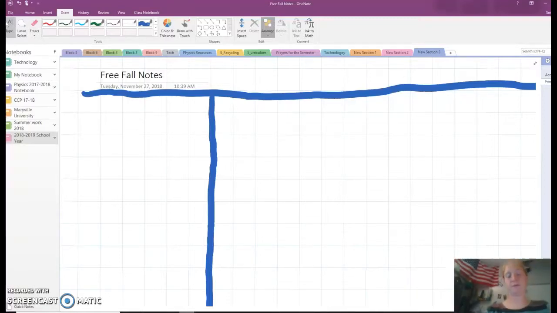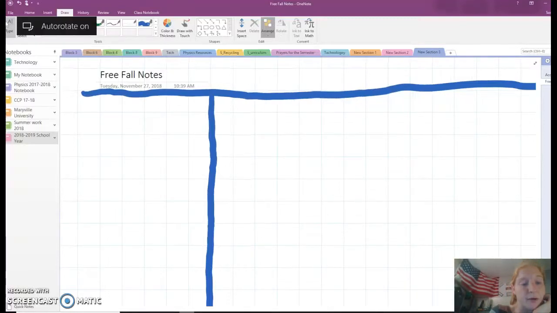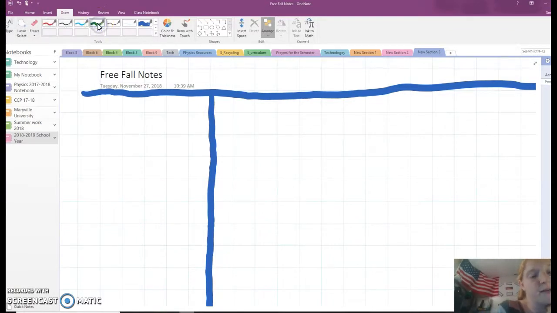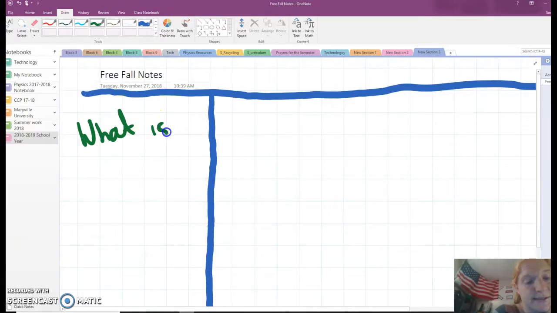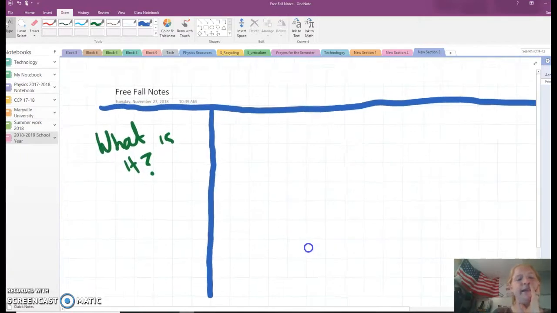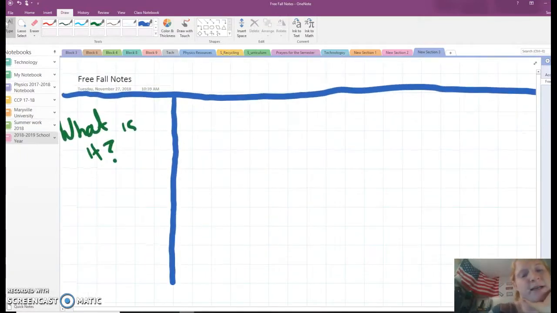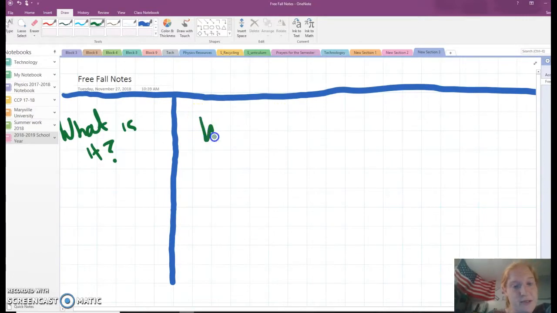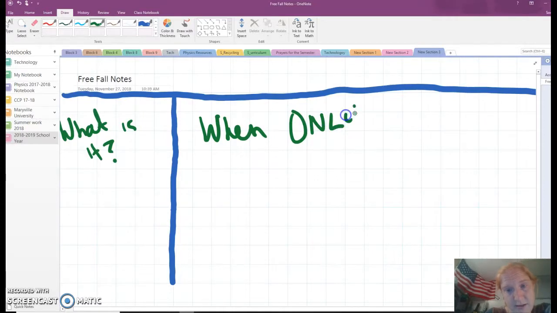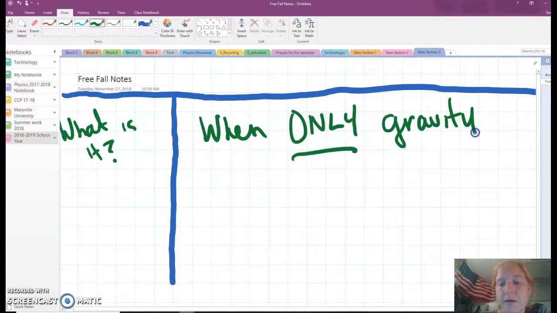So when dealing with free fall, there are some things that you need to be aware of. First of all, we need a little formal definition of it. What is it? What is free fall? In the truest sense of the term, it is when only gravity is affecting you.